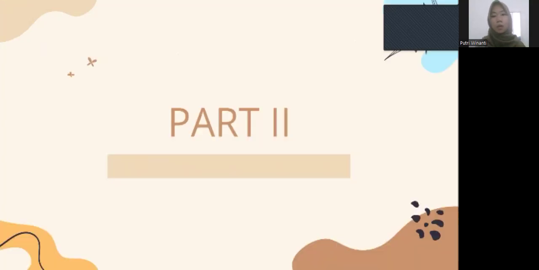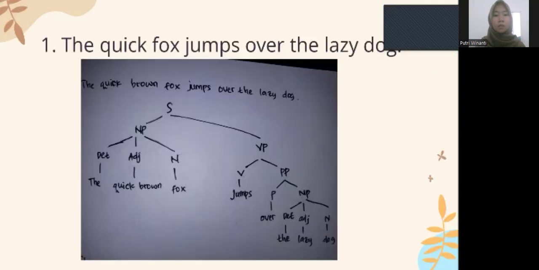Okay, we are moved to the second part. So the first sentence, the quick fox jumps over the lazy dog. So this is the tree diagram of that sentence. Pada kalimat ini dibagi menjadi dua, yaitu noun phrase dan verb phrase. With noun phrase terdiri dari determiner, adjective, noun. The determiner is the, adjective is quick brown, the noun is fox.